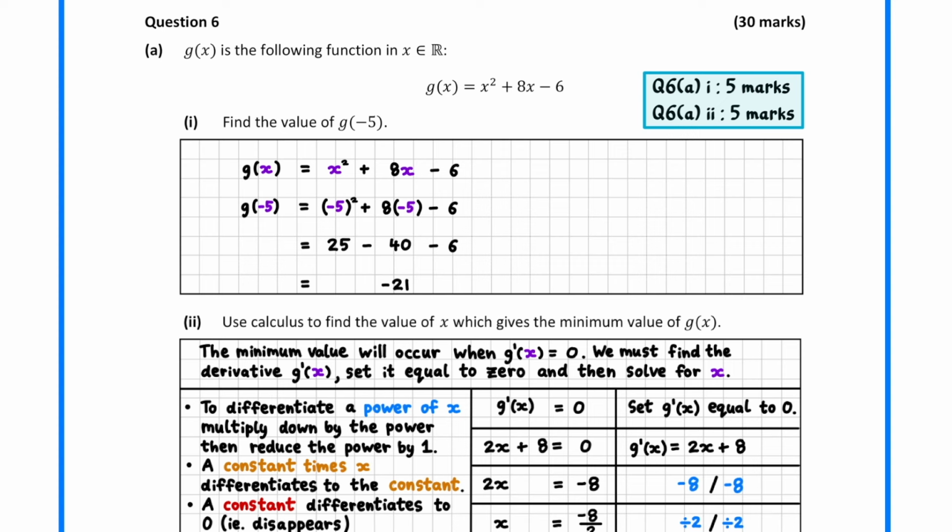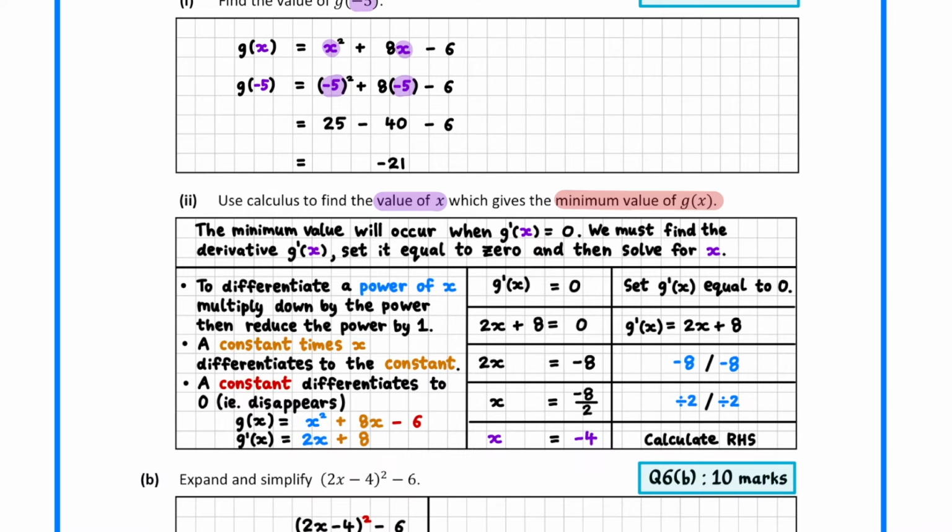In question 6a, we are given a function, g of x. In part 1, we must evaluate g of minus 5. To do this, we sub in x equals minus 5 into our function definition, and then calculate the answer. In part 2, we must use calculus to find the value of x which minimises g of x. The minimum will occur when the derivative g dashed of x is equal to 0. So the strategy will be to differentiate g, set the result equal to 0, and then solve for x.